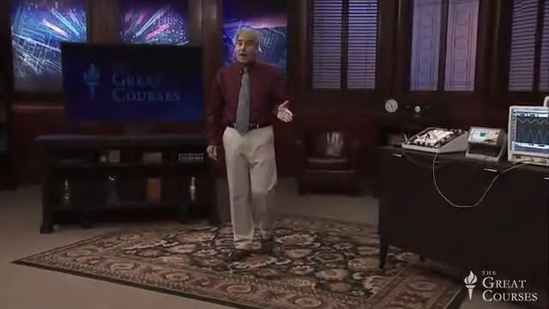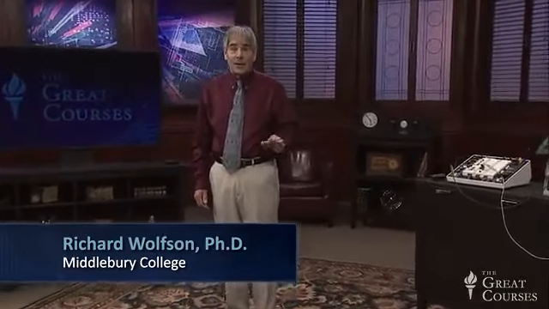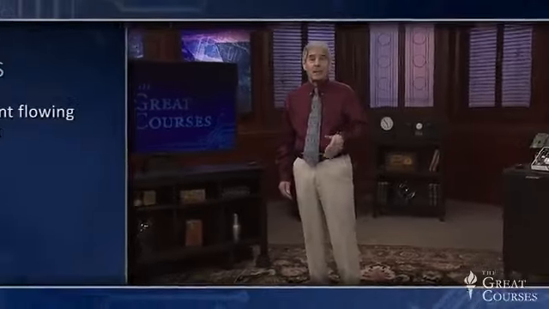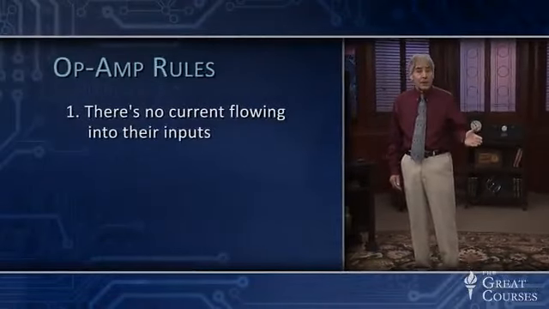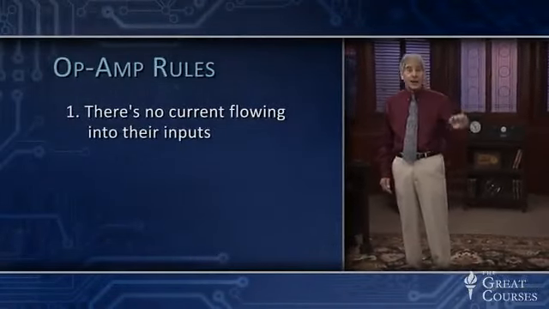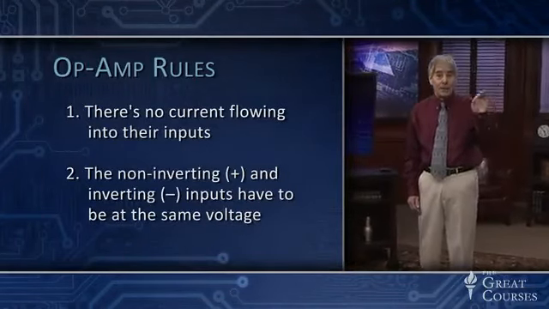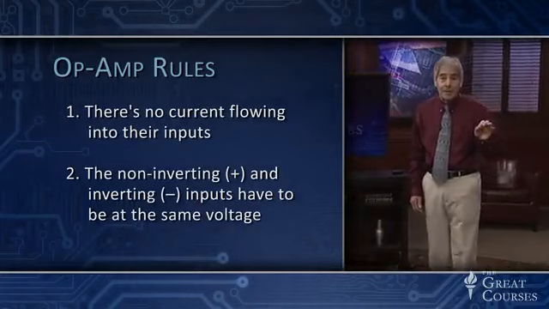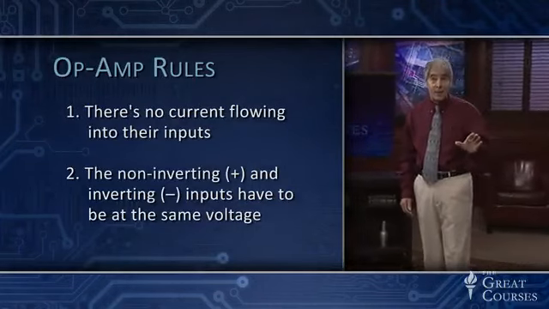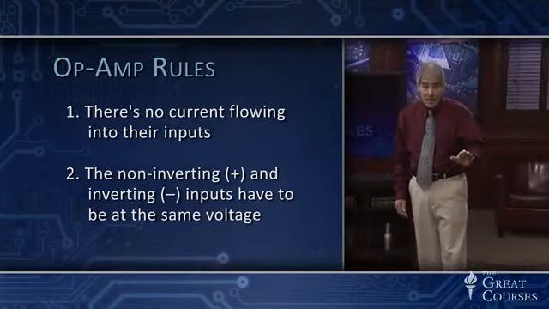Welcome back. All that math we did last time was worth it, because now we're going to be able to analyze all kinds of interesting op-amp circuits without having to do a lot of math, because we understand those two simple rules that govern the behavior of op-amps. Namely that there's no current flowing into their inputs, and with negative feedback, the two inputs, the plus input, the non-inverting input, and the minus input, the inverting input, have to be at the same voltage. The negative feedback guarantees that, and it will keep things that way.